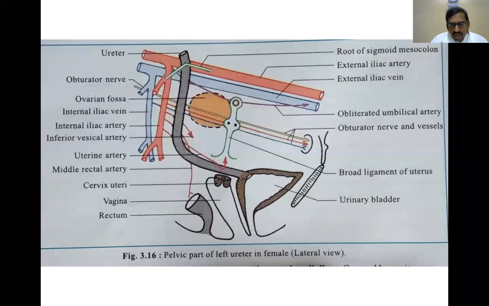Next part is the intramural part. Intramural is a very small part within the wall of the urinary bladder. It is obliquely arranged. This arrangement of the intramural part of the ureter is very, very important to prevent the regurgitation of urine, the reverse flow of the urine. Because of this reason, it is oblique in arrangement.